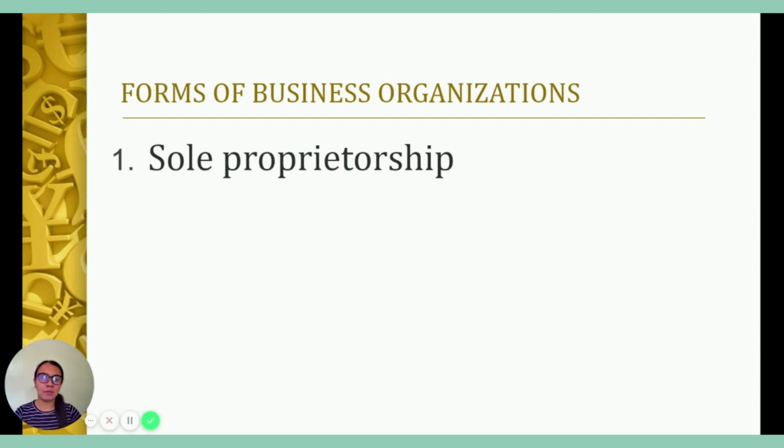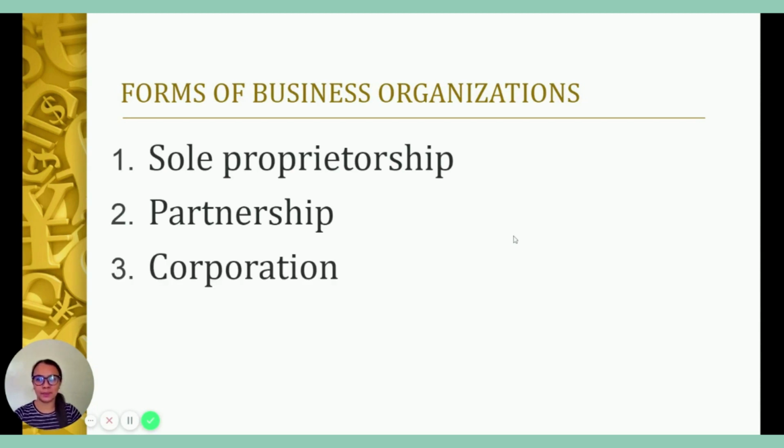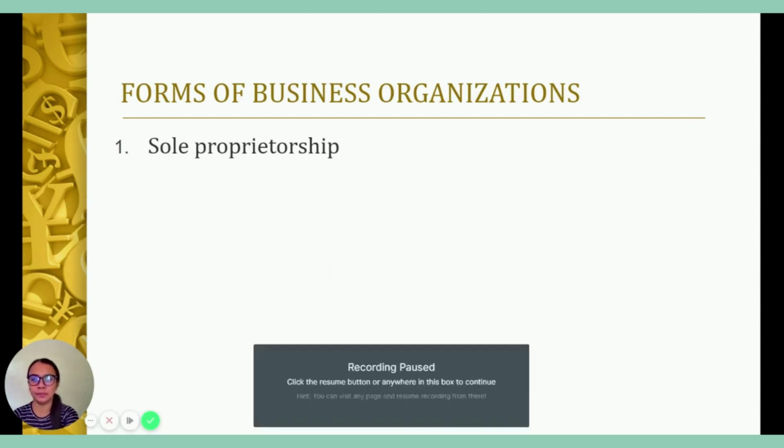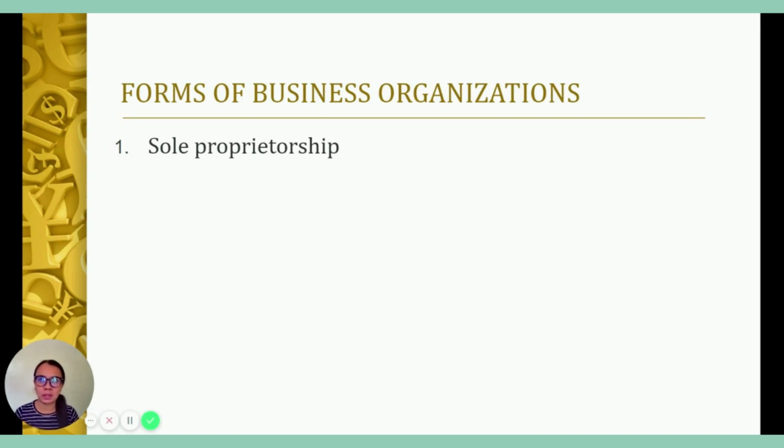There are three basic forms of business organizations: sole proprietorship, partnership, and corporation. Sole proprietorship is the easiest form of business organization to form. It is the most convenient to operate, and it's also the easiest to liquidate. This is the reason why most small businesses are in the form of sole proprietorship, such as salons, sari-sari stores, and even internet cafes.